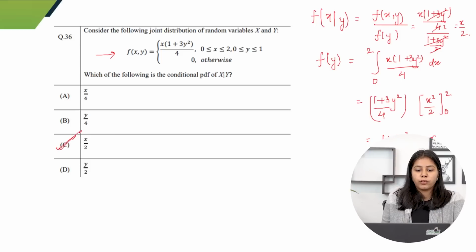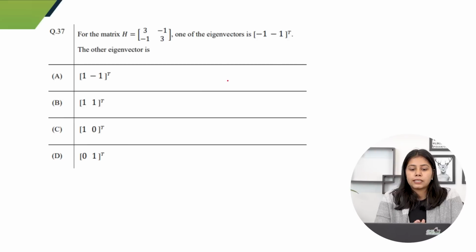Right? X by 2 would be my conditional probability density function of x given y. And all the values of y get cancelled here because in integration y remains the same. Right? X by 2 would be the probability density function of x given y. Yeah. This is the next question.